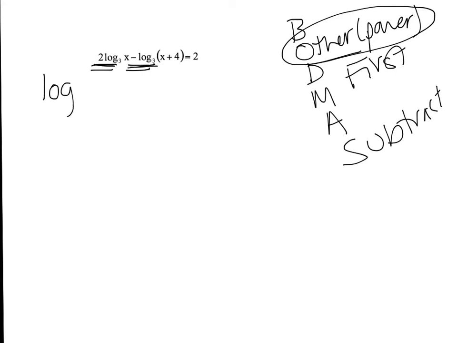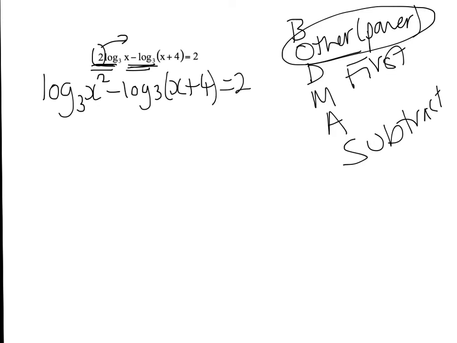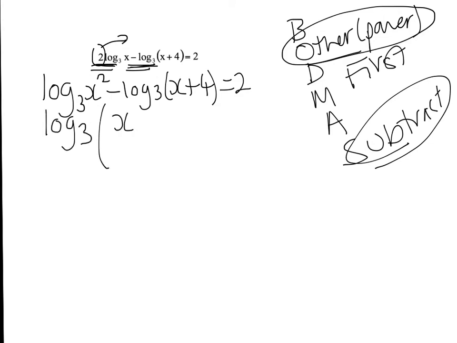So we're going to end up with log to the base 3 of x, and this 2, using my little power rule, he's going to come in front. And then I'm going to write everything else out again. Okay, bang, bang. And now I've done my power rule, now I can do my subtraction rule. So my subtraction rule says it's going to a single log, x squared over x plus 4. So a single log, because they're dividing, equals 2.